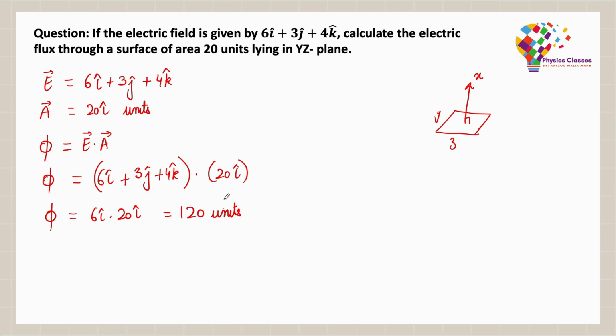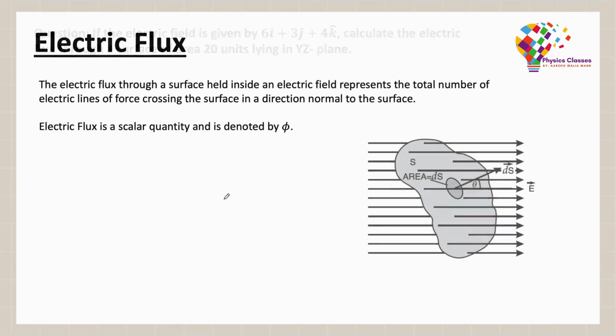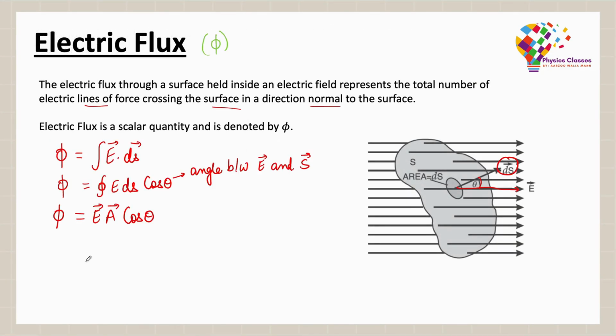So 120 units. In general, if you talk about the flux, the unit for flux, if I take everything in SI units, would be Newton meter square Coulomb minus 1.